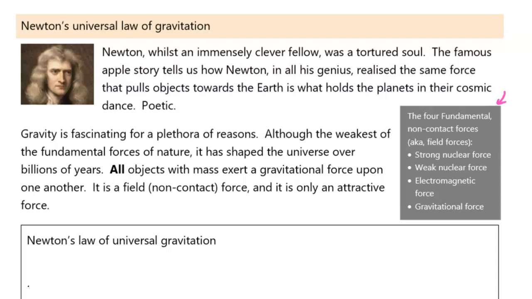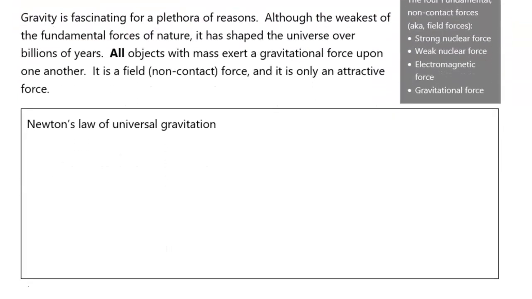Now, as I mentioned in our last lesson, all objects with mass exert gravitational forces upon one another. It's a field, also known as a non-contact force, and as we mentioned last time, it's only an attractive force. So, in order to have the equation for Newton's law of gravitation, and it's called universal gravitation because it is applied across the universe, it's not just locally on Earth or objects orbiting the Earth, we could apply it to an exoplanet orbiting a distant star.